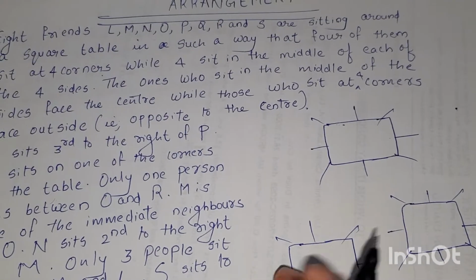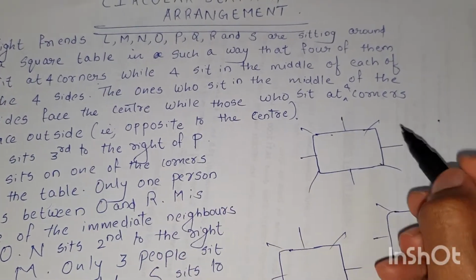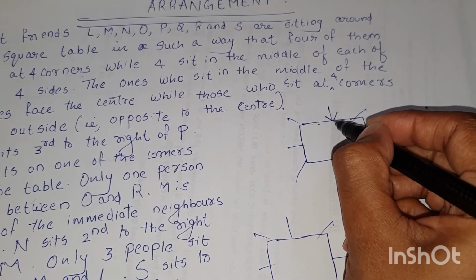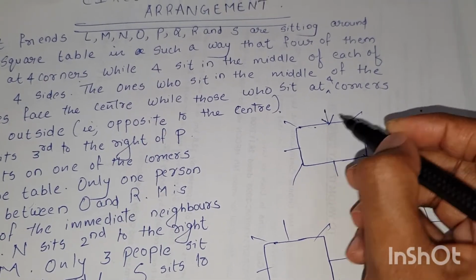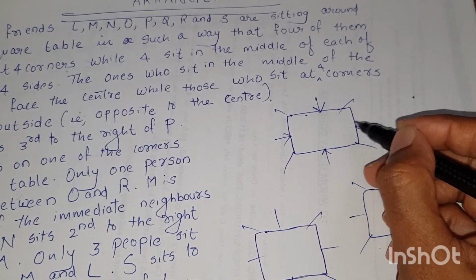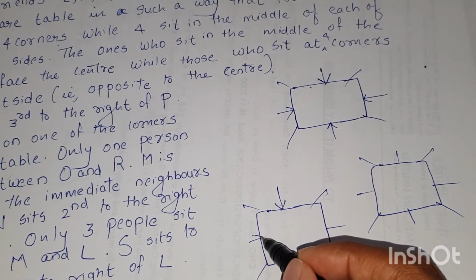Now the ones who sit in the middle of the sides face the center. The persons who are sitting in the middle face the center. Facing the center means pointing towards inside the square table, right? So the persons in the middle are sitting towards the center. So the arrow should be like this.